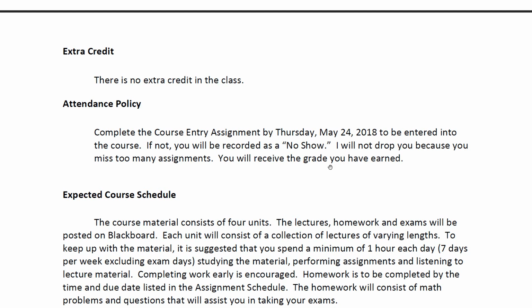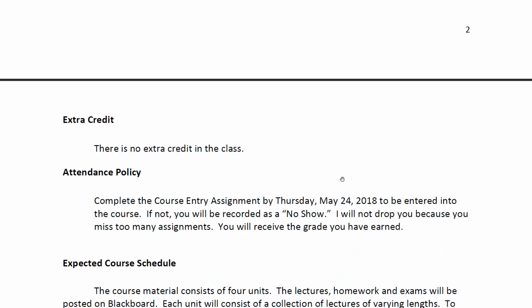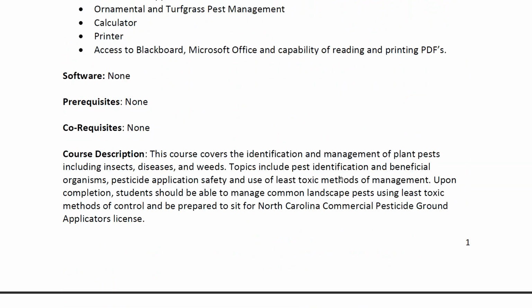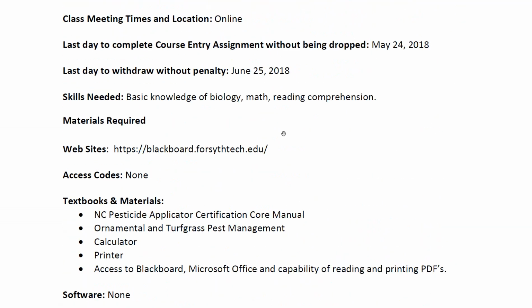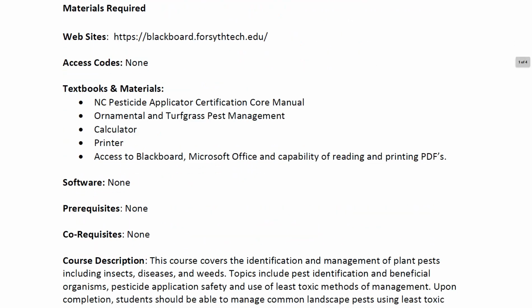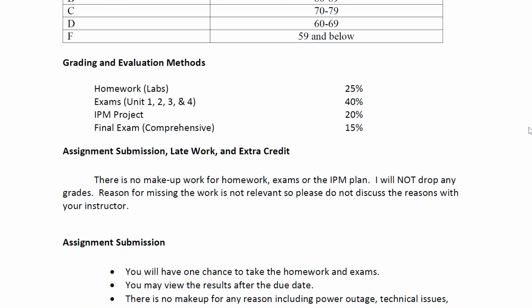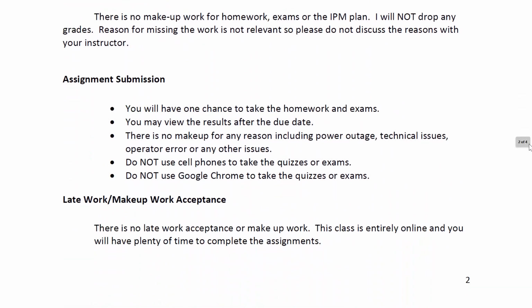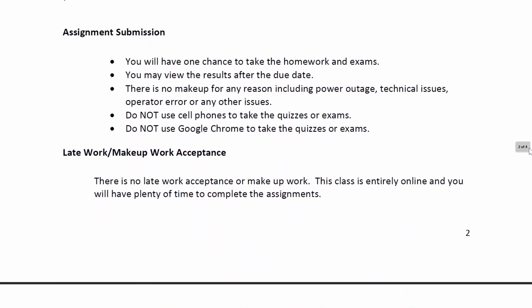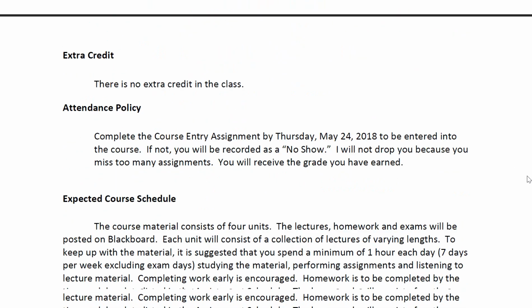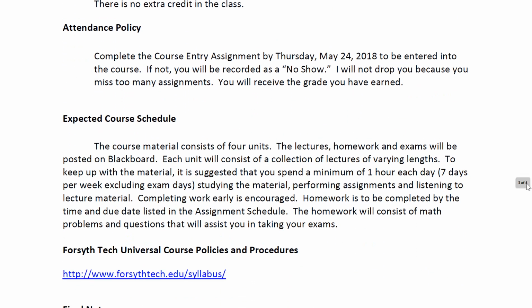You can drop yourself up until the date that we mentioned on the first page. On June 25th, you can withdraw yourself prior to June 25th with no penalty. But I'm not going to drop you. Let's say you missed the first 2 homework assignments and the second exam, and at that time you are failing the course. I'm not going to drop you. That's totally up to you.